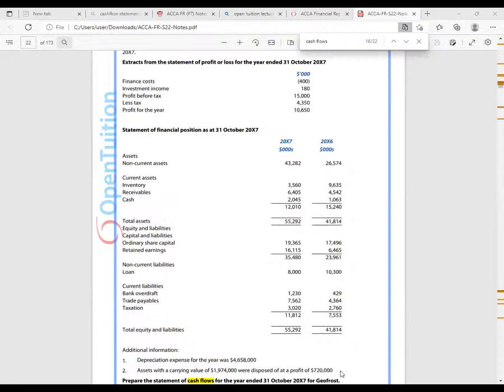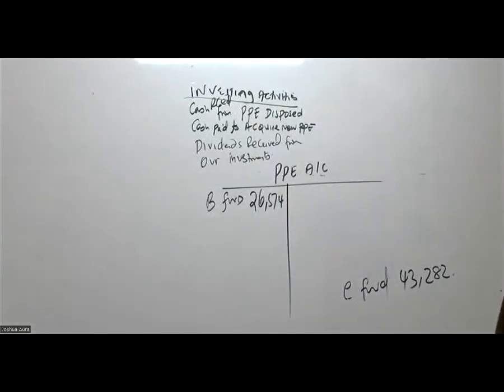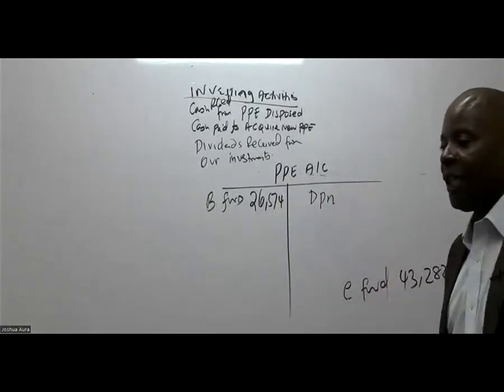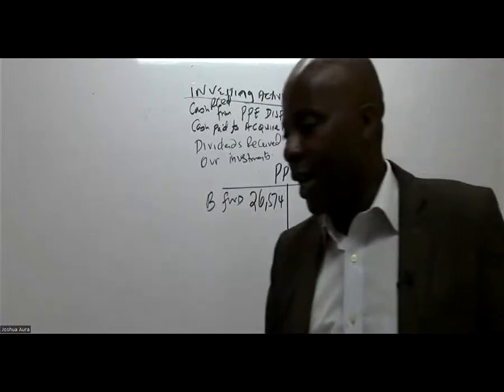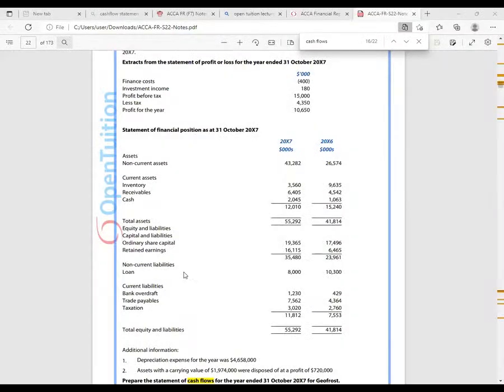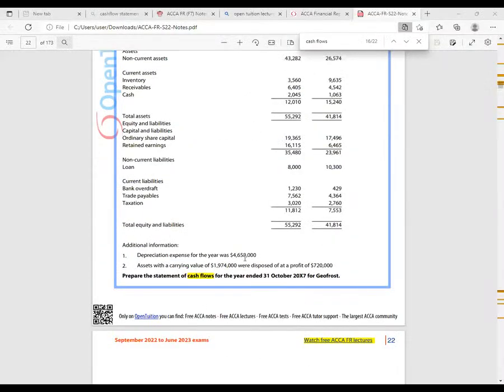What movements will affect the PPE within the year? What things, what items do we expect to affect our property, plant, and equipment in the year? Either to reduce the figures, depreciation. So depreciation, of course, will be reducing, isn't it? So come and write here, depreciation. Have they given us depreciation for the period? Yes, depreciation is 46.58.